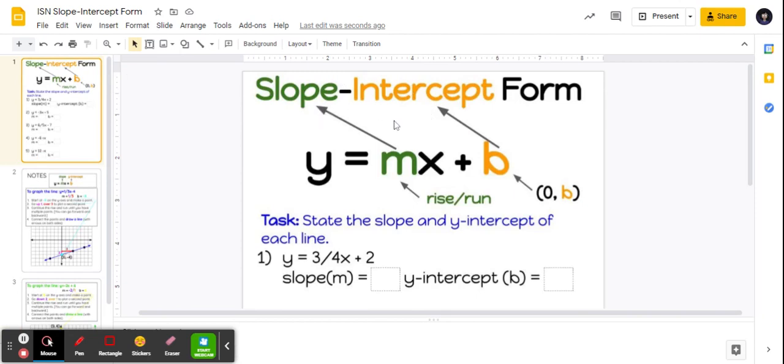What we're going to do is go through what the slope-intercept form is, and then we're going to do some examples together and fill them in. There's a couple of things to fill in on this first slide. I will read you through the second slide, and then we will do something on the third slide.